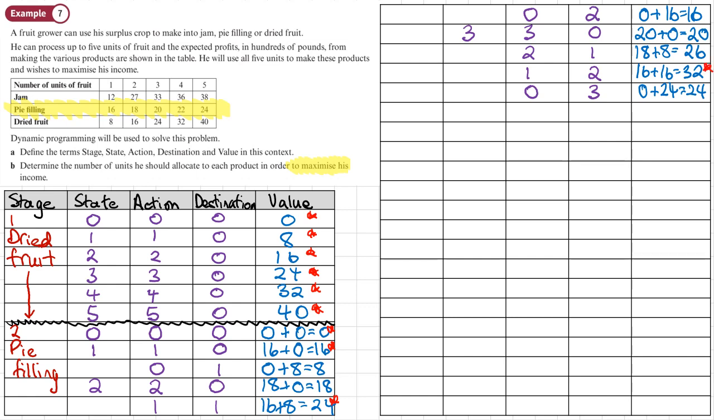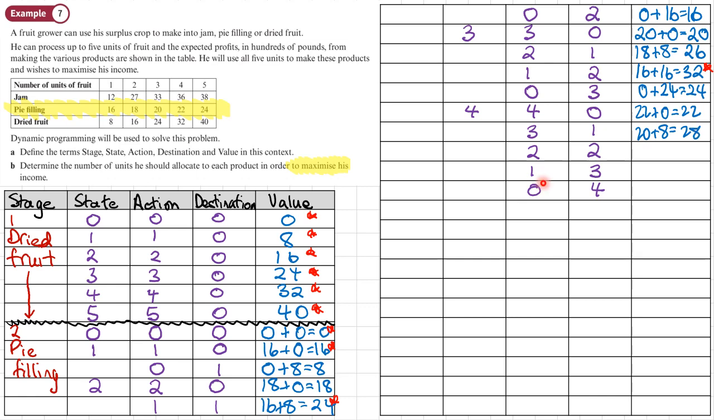Next will be a state of 4. Use up 4, pass on none; use up 3, pass on 1; use up 2, pass on 2; use up 1, pass on 3; use up none, pass on 4. So 4 and 0 would be 22 plus 0, which is 22. 3 and 1, using up 3, pass on 1, would be 20. And 8, so 20 plus 8, which is 28.